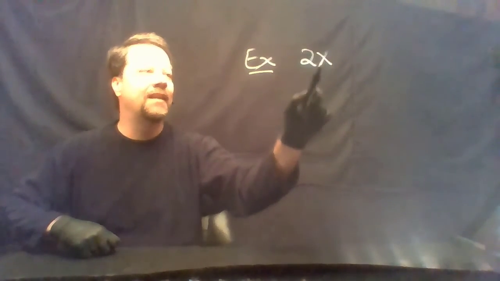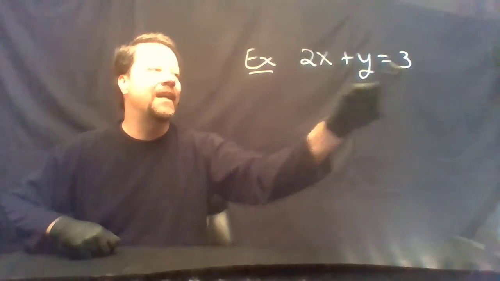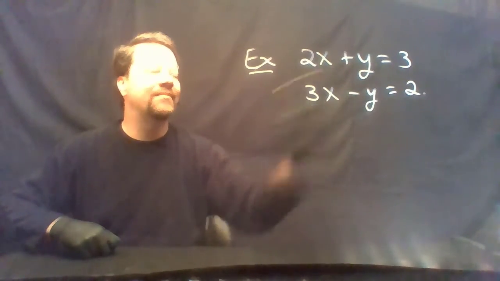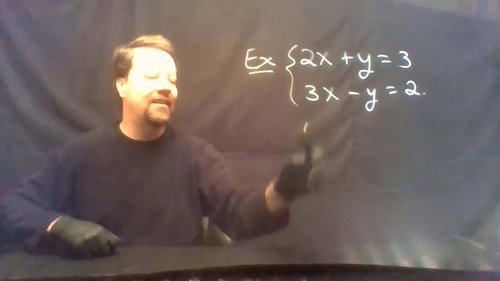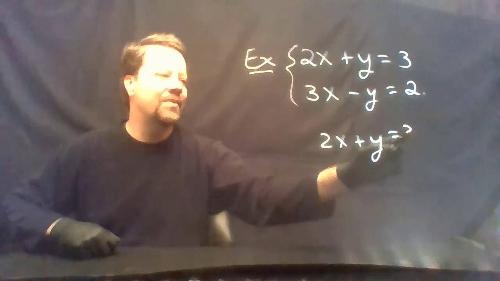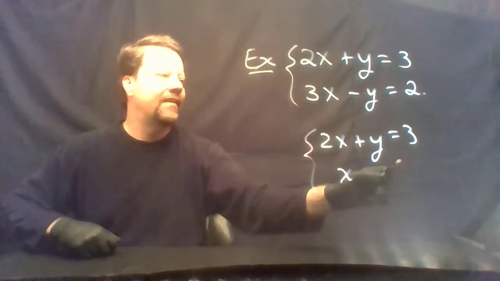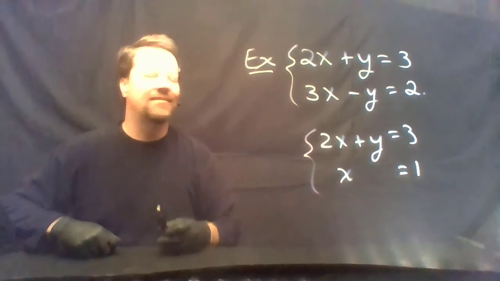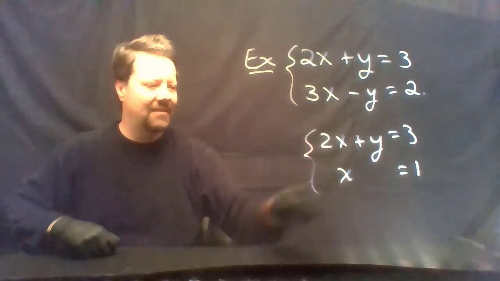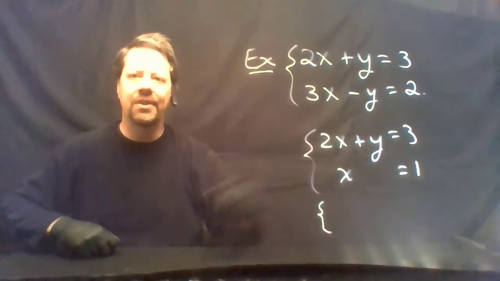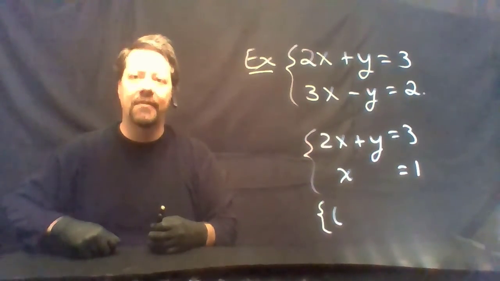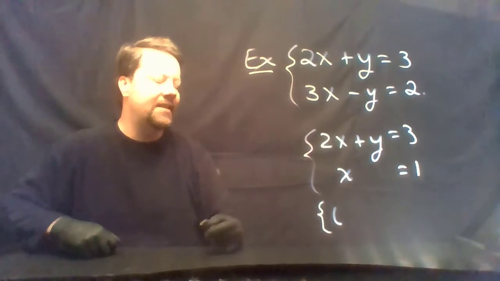I want to give you an example of two different systems of equations. First of all, let's look at 2x plus y equals 3, and how about 3x minus y equals 2. Then consider 2x plus y equals 3 together with x equals 1. Now, it's pretty easy to figure out the solution set to the second system. A solution set, by the way, is a set of points that solve both of the equations involved in the system.